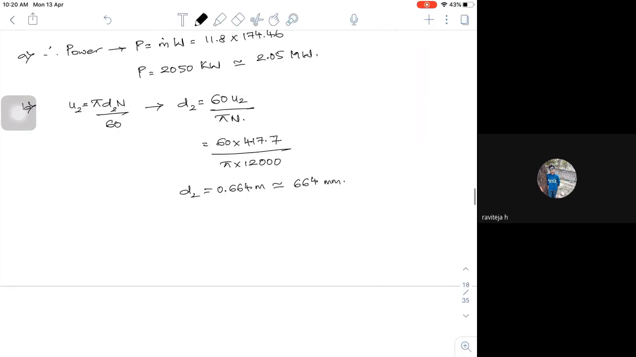But they have given the ratio of the diameters, d2 by d1 as 2. Then what is my d1? So d1 is equal to d2 by 2. I can substitute: 0.664 divided by 2. This will be 0.332 meters or 332 millimeters.